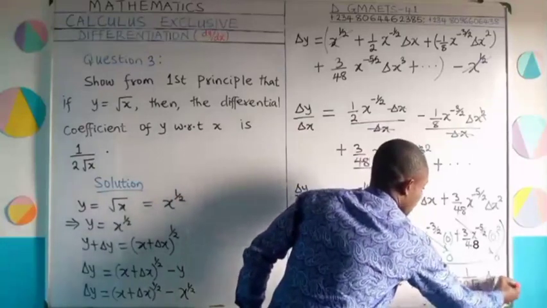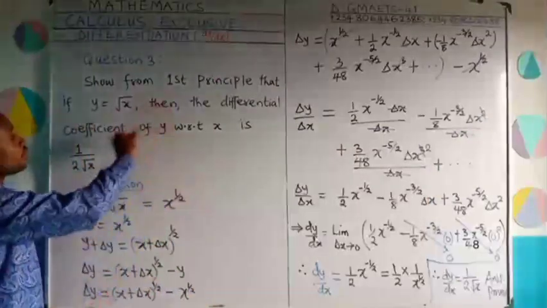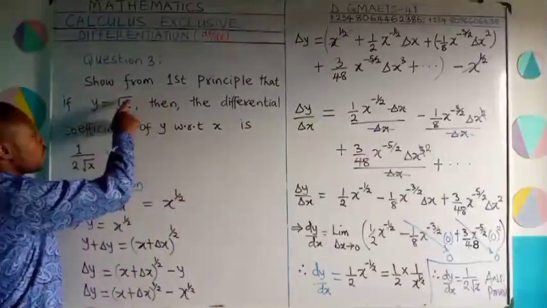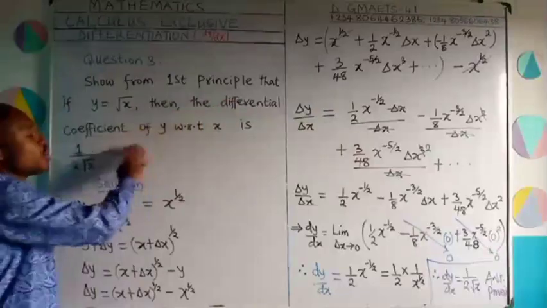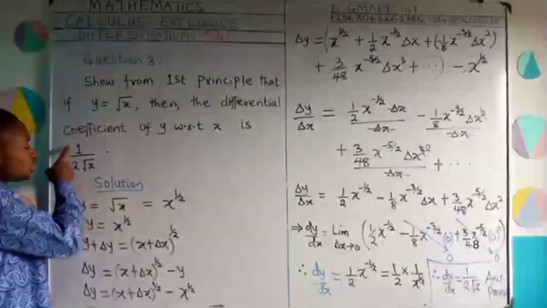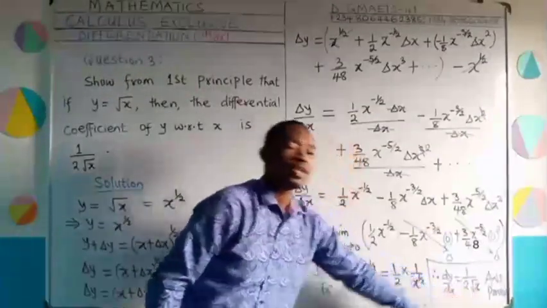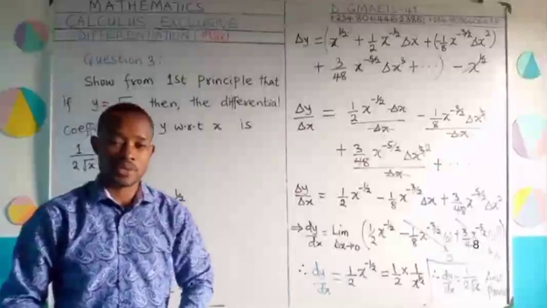And this is our answer, proved. So we've actually shown or proved that if y is equal to square root of x, the differential coefficient of y with respect to x, which is dy dx, is actually 1 over 2 square root of x. So this is the proof from first principle.